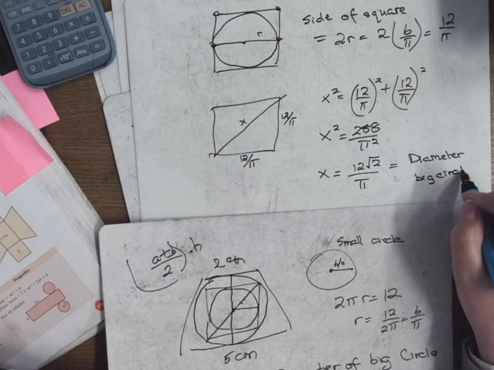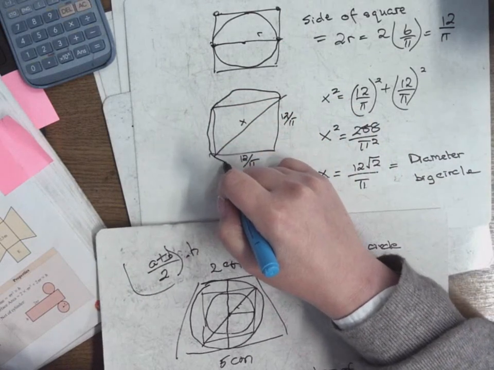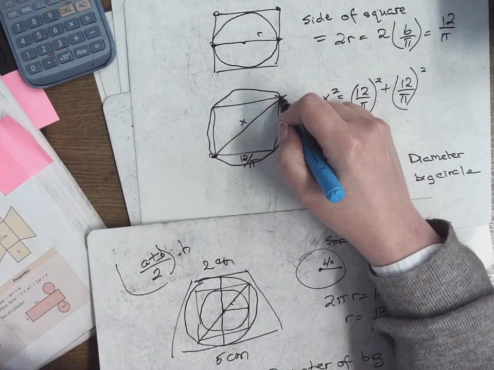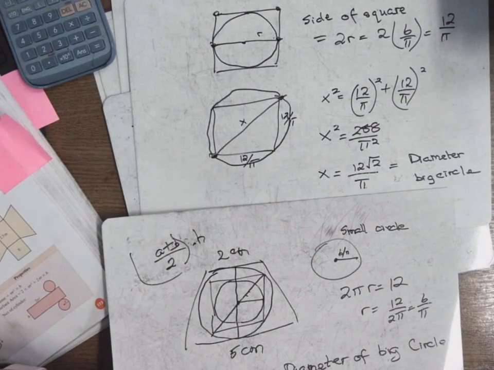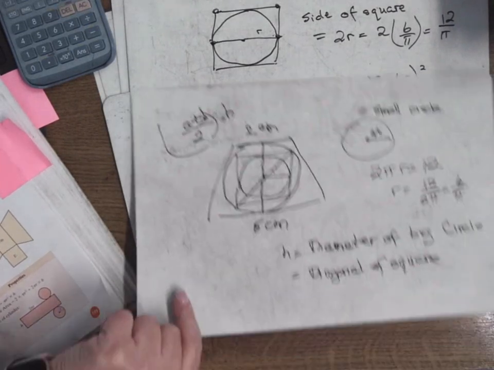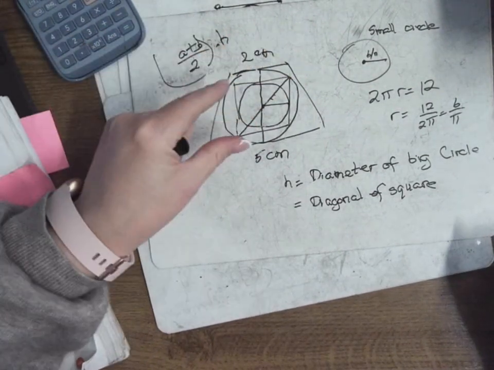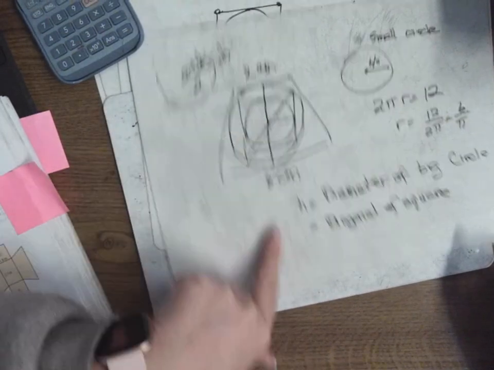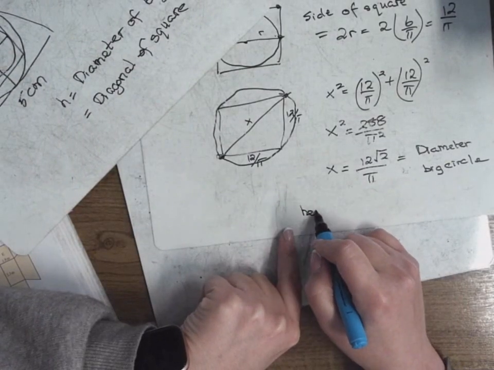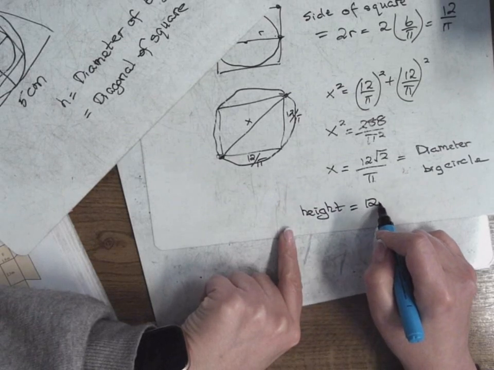Because the big circle goes around here. So there's the diameter from one side to the other, right? There's the diameter, agreed? Now, I know from my original diagram that the diameter of the big circle is also the height, isn't it? So if the diagonal of the big circle is that, then the perpendicular height of the trapezium is also 12 root 2 over pi.